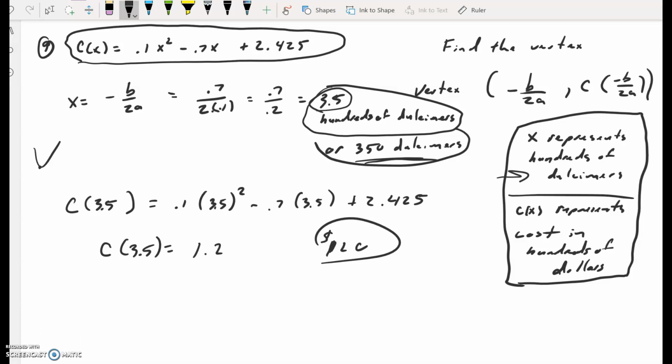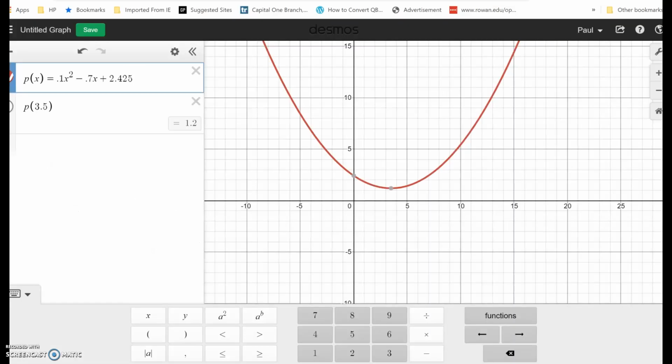Let's look at Desmos to see what it has to say. Notice when I put in the function and then the function's value at 3.5, which is the x value of the vertex, it gives me the vertex. It really does. And it tells me the value is 1.2, which represents hundreds of dollars. And we're done. Now this was the cost function. I have a p instead of a c. That's ridiculous, but I just used it from the last problem. So we're done.